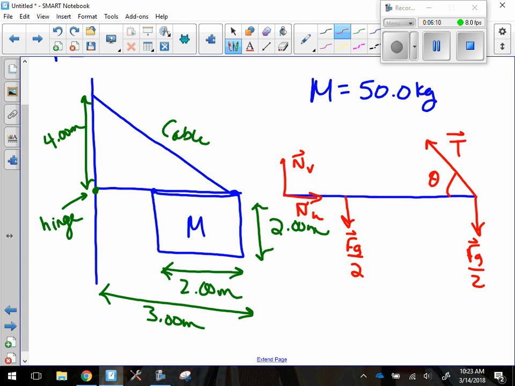So what's missing from my picture? Axes. So I'm just going to give us standard axes here. And then what are we going to do? Yeah, probably F net equals MA. It's always a good place to start. So you want to start with X or Y.